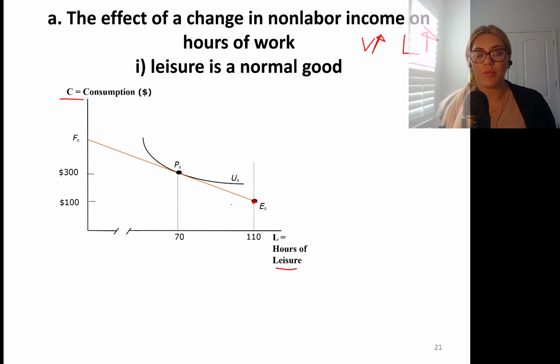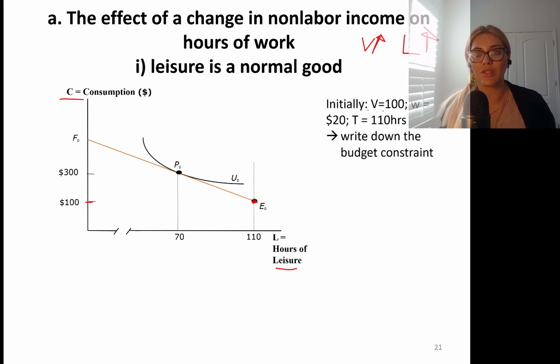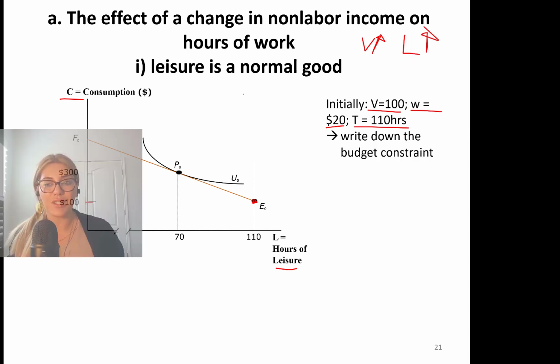So your endowment point is at $100. That means your non-labor income is $100. Your wage rate is $20. Your total time is 110. Write down the budget constraint. You can stop this video now and try to write down the budget constraint given this budget constraint formula.